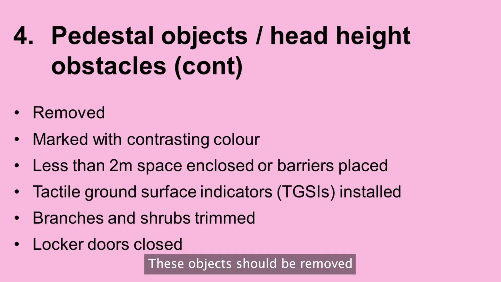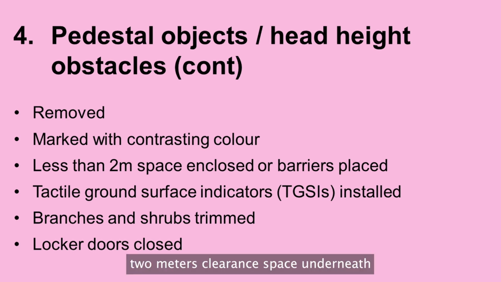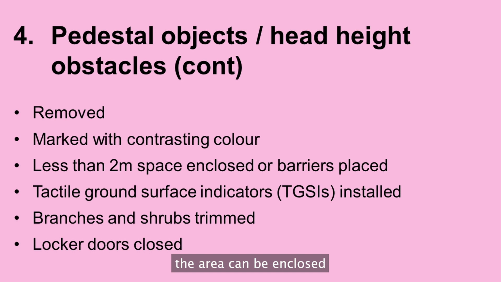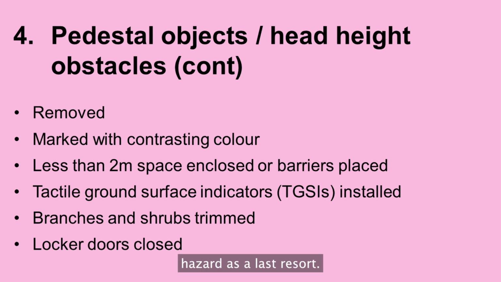These objects should be removed where they pose danger or marked in a contrasting colour to the surrounding environment, making them more visible. If there is less than 2 metres clearance space underneath, the area can be enclosed or barriers can be placed. If these are not alternatives, warning tactile ground surface indicators, TGSIs, can be installed to indicate the overhead hazard as a last resort.